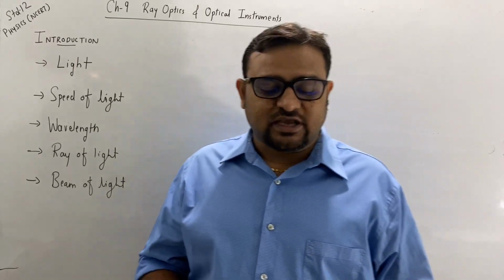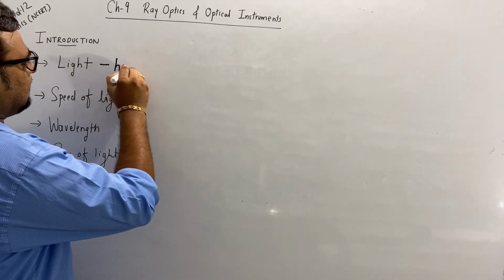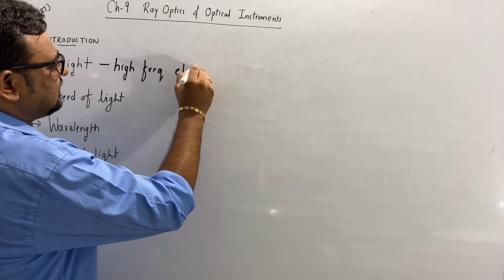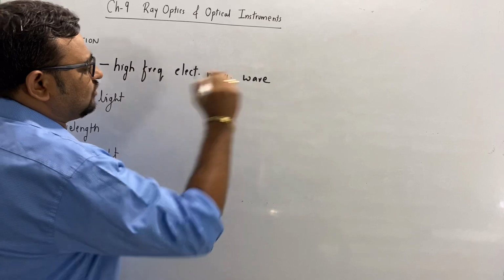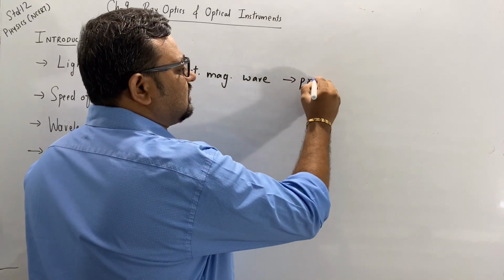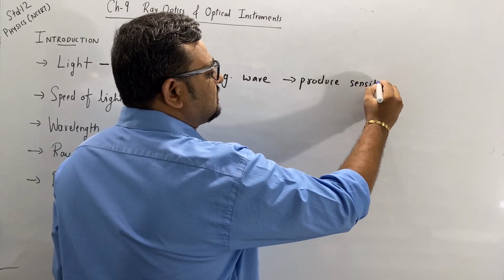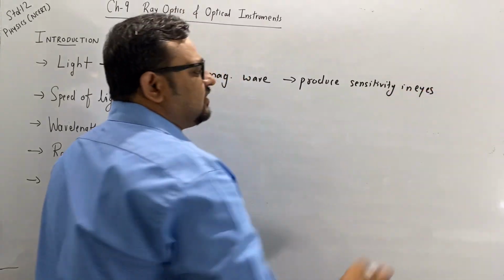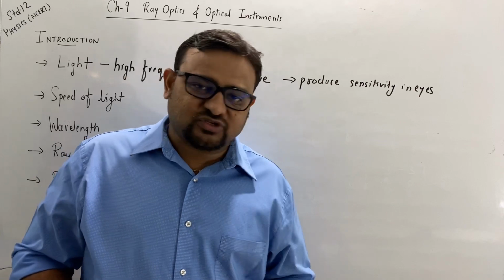So what can we say about light? It is a high frequency electromagnetic wave, and what it does, it produces sensitivity in our eyes when it reaches them. Okay, so that is light.